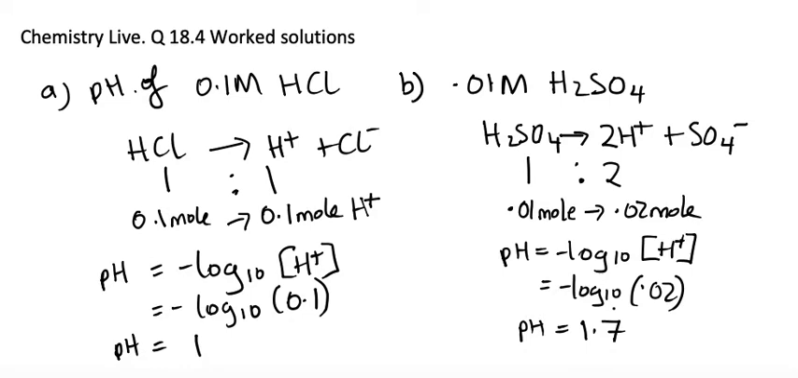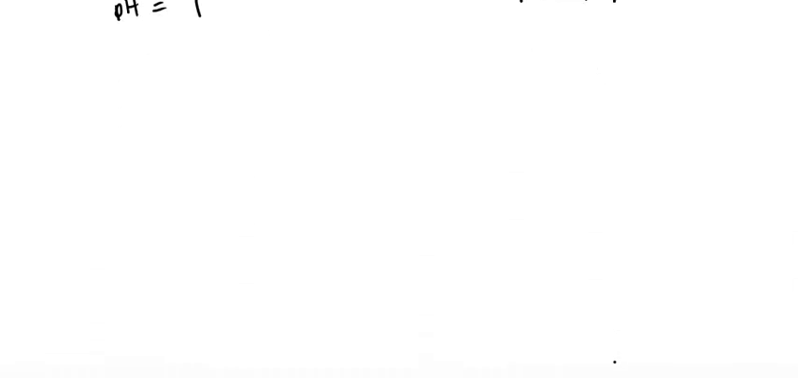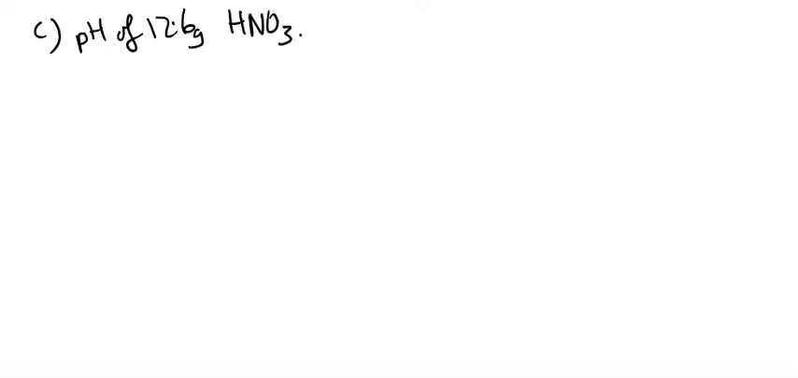So they're two pretty easy examples. Let's move on now to look at C. C had a slight complication in it, in that we are now looking for the pH of 12.6 grams of HNO3 in 500 centimetres cubed. So this one is like the second example that I showed you the last day.